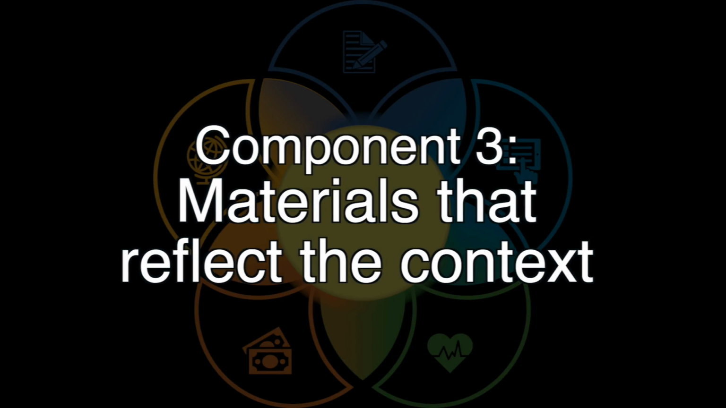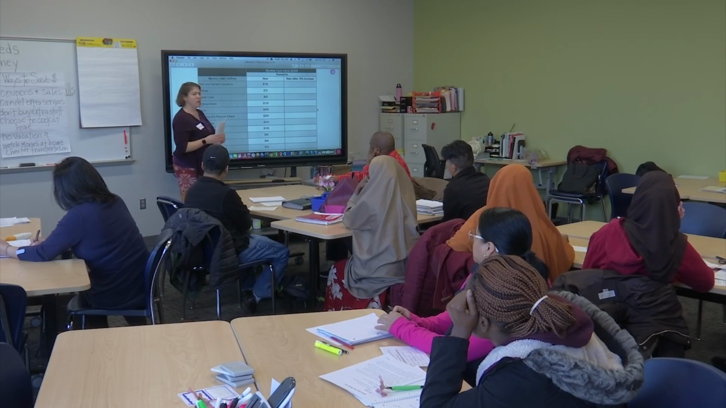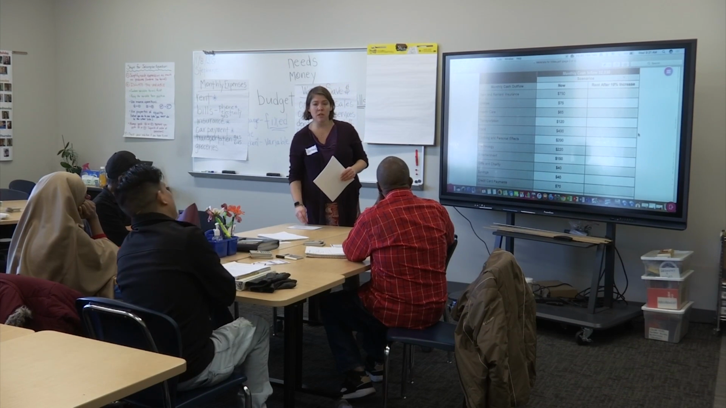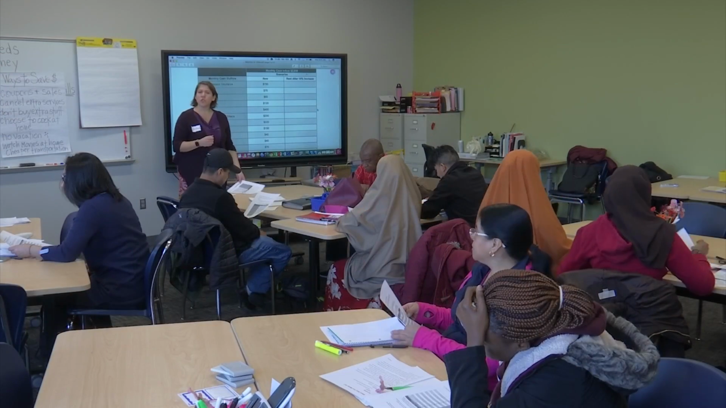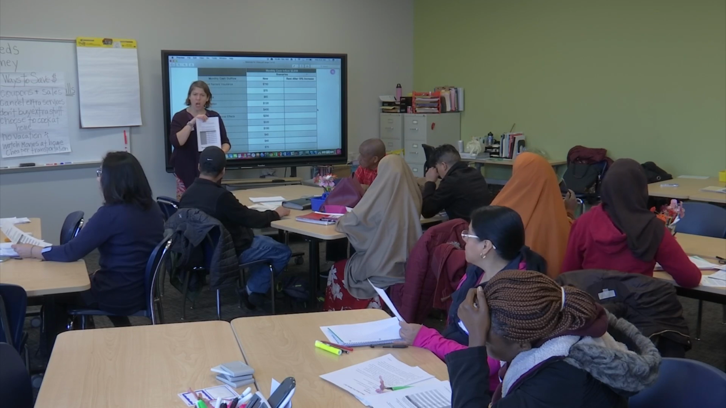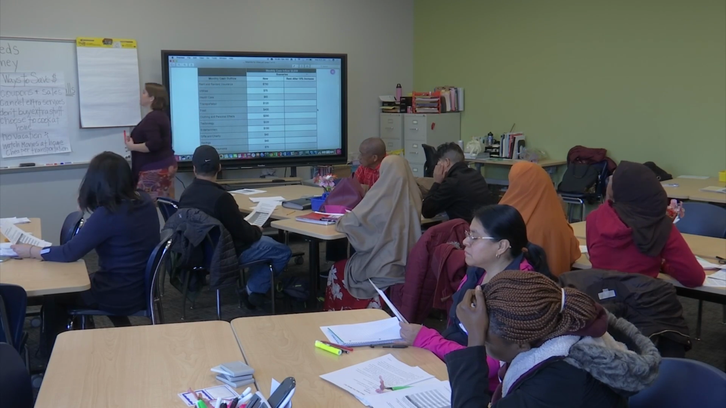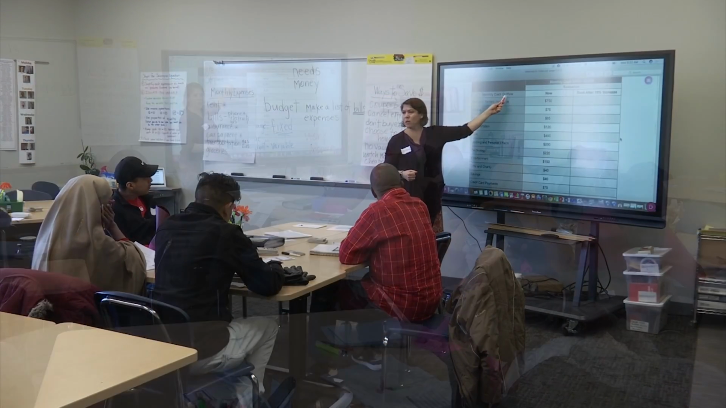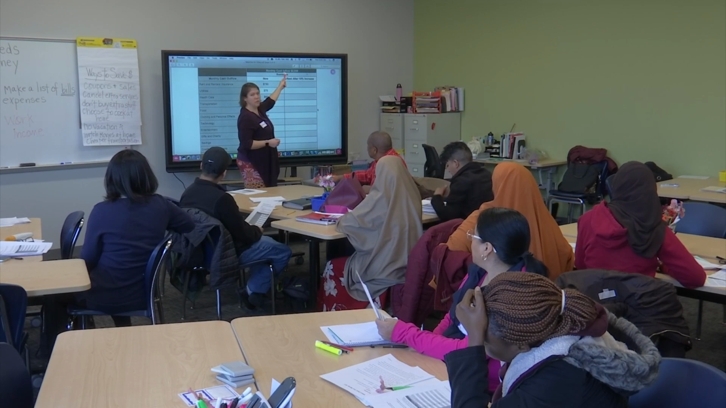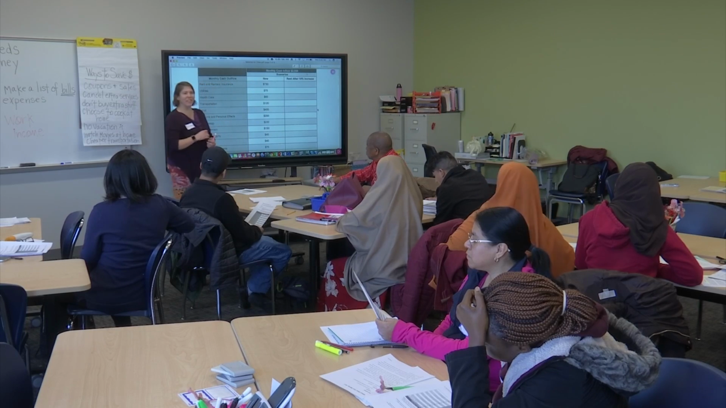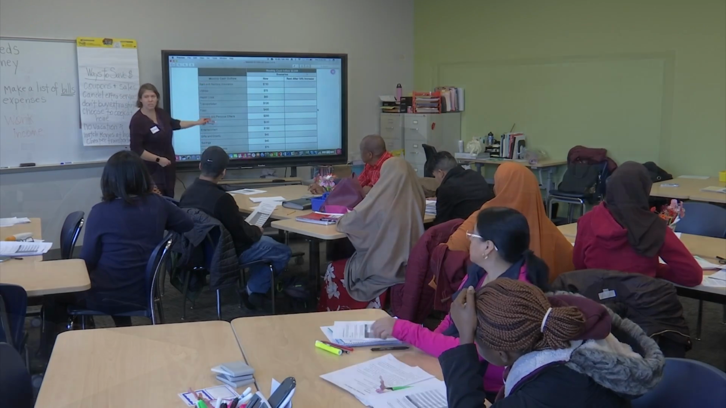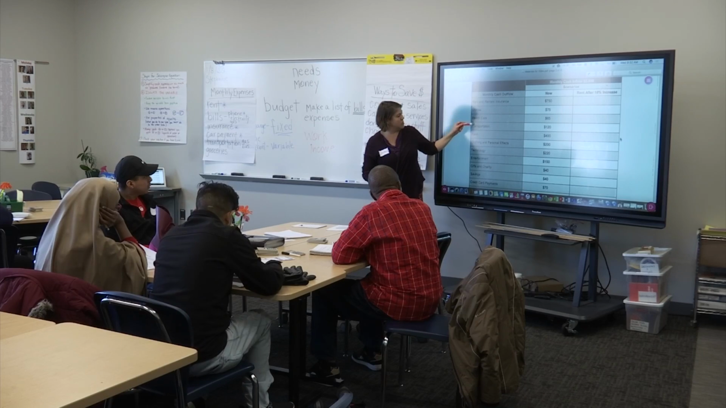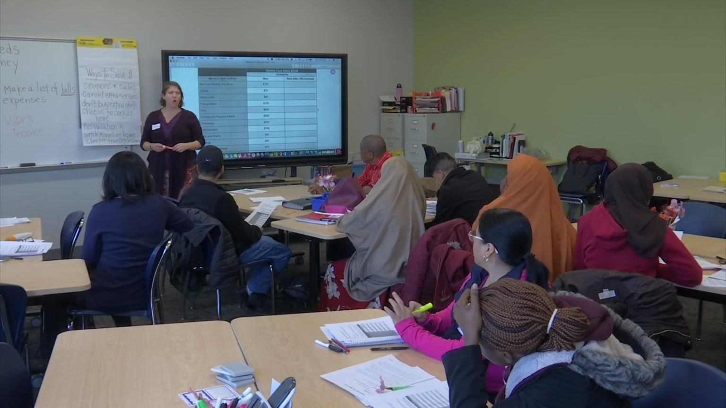Component 3. Materials that reflect the context. And we're going to look at an example person named Martin. We're going to look at how Martin spends money every month, okay? There are 2 words on this paper that we haven't talked about yet, but they are related to what we have been talking about, okay? So on the paper, we see the words outflow, and we see the words inflow. So I'm going to ask you to guess. If you look here at all of these things that are under outflow, we've got rent, utilities, transportation, food. What do you think outflow means?